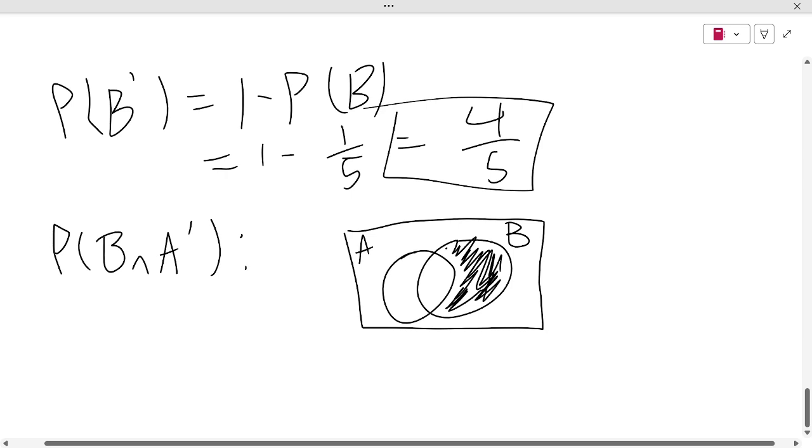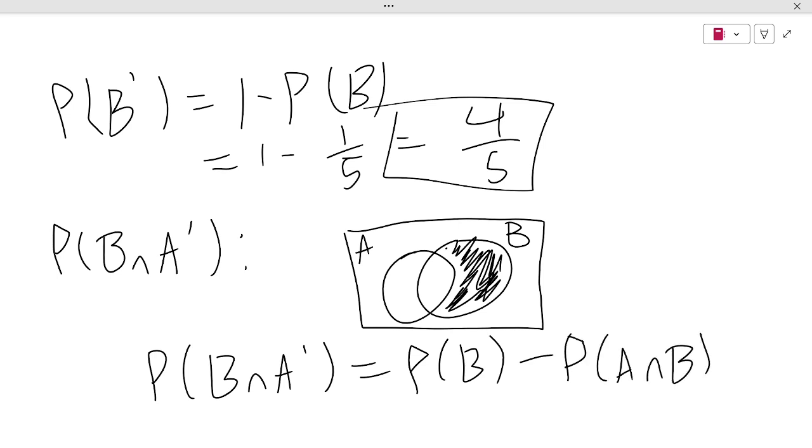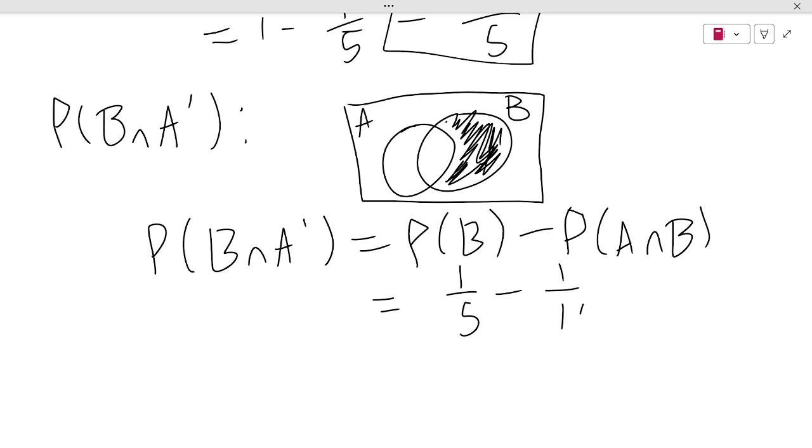So if we want B intersect not A, this should be the probability of all of B, and if we take the probability of all of B, that takes what we want, but it also includes the intersection right there, so we need to subtract off the probability of A intersect B. Okay? And so this is going to be 1 over 5 minus 1 over 10, and so the answer is 1 over 10.